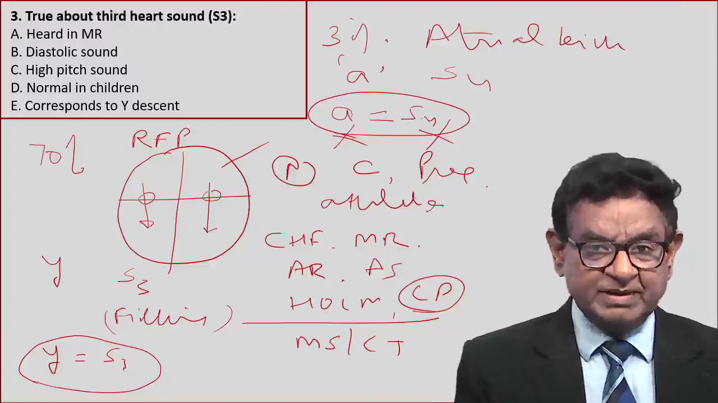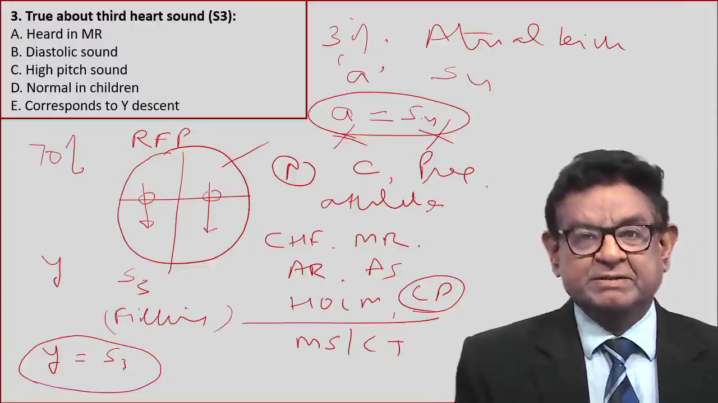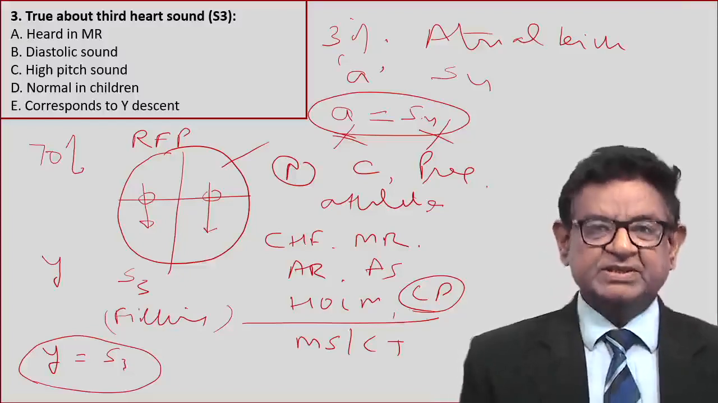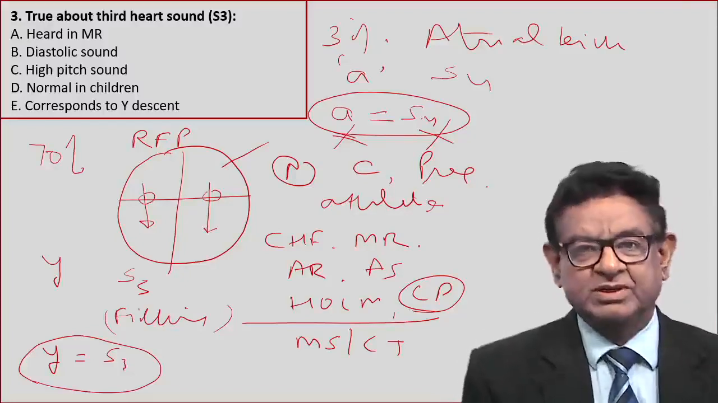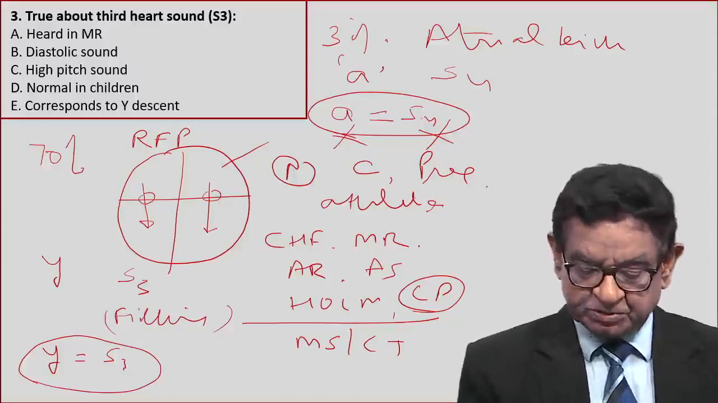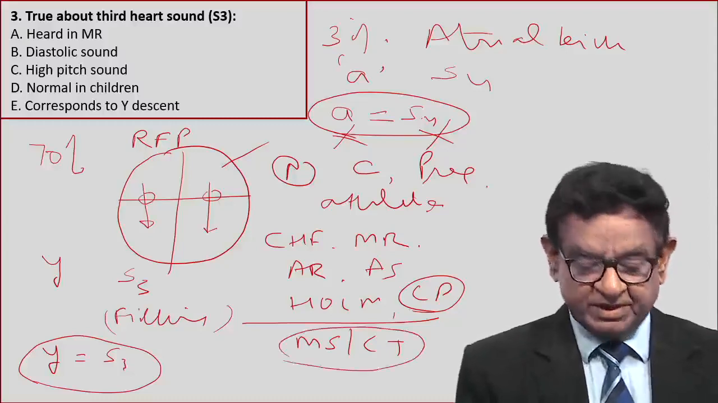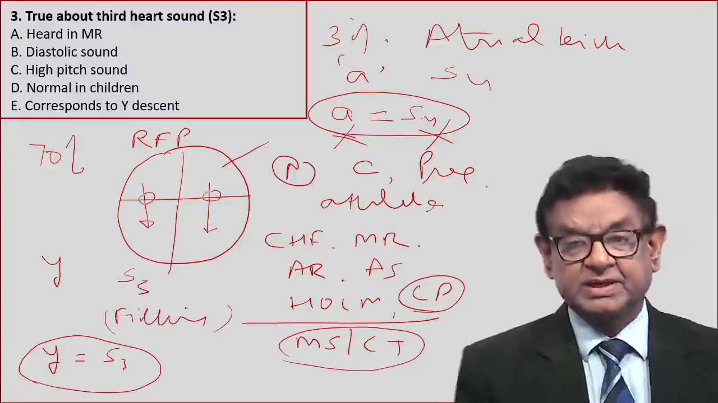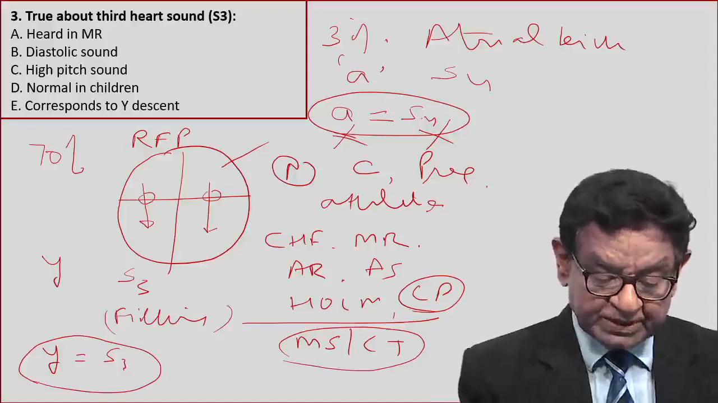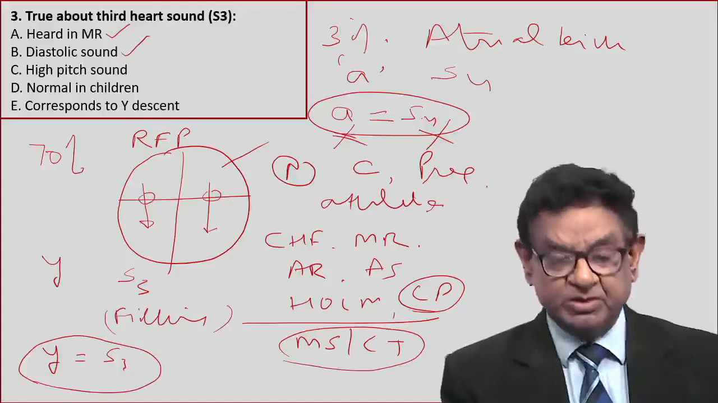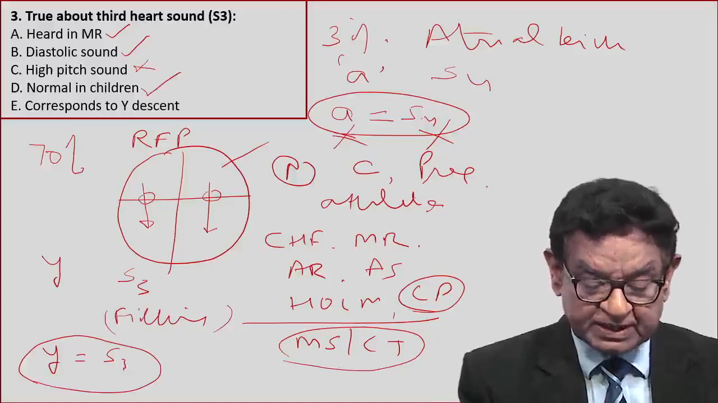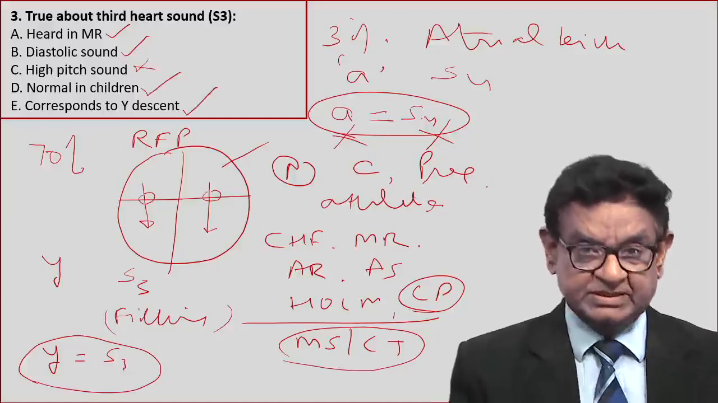In fact, one question came like this also in the previous PGI exam. The pericardial knock is seen in which condition? The answer is constrictive pericarditis, which is nothing but a third sound seen in CP. So in MS and cardiac tamponade, the third sound is never heard, and it is a low pitch sound. Okay, so now let's see the answer. True about it: is it heard in MR? Yes. Is it a diastolic sound? Yes, rather it is an early diastolic sound. High pitch? No, it is a low pitch sound. Normally in children? Yes. Corresponds to the Y descent? Yes.